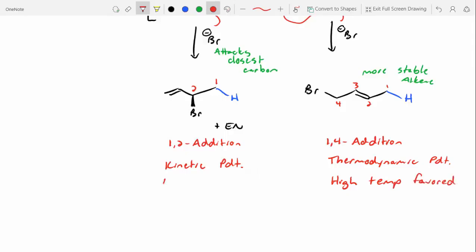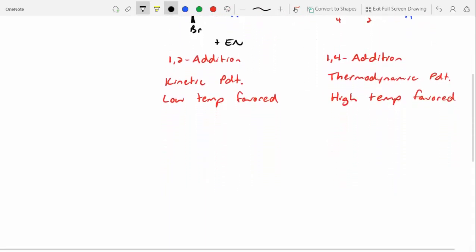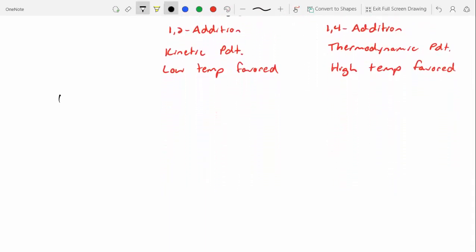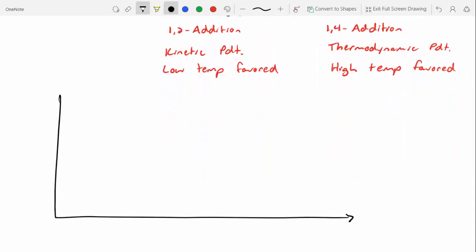The kinetic product is favored at low temps, at least for this specific situation. Let's review the energy landscape. So you guys thought you got away from this. This is our reaction coordinate diagram. In this case, we had the same starting material.